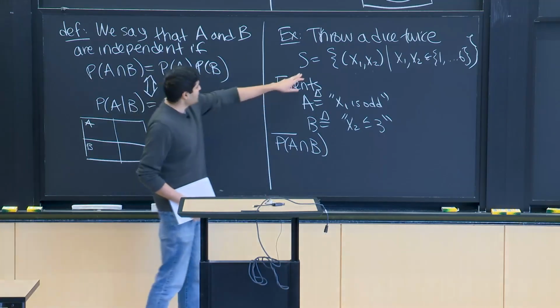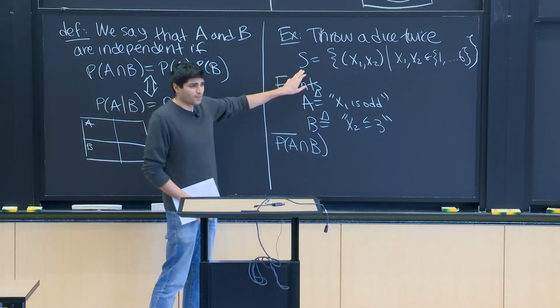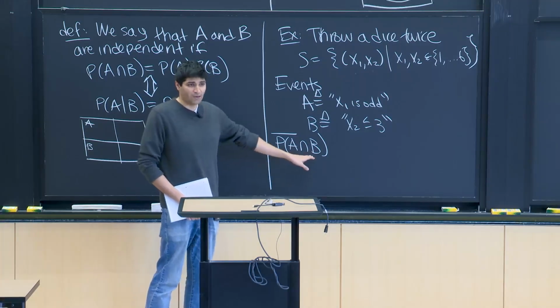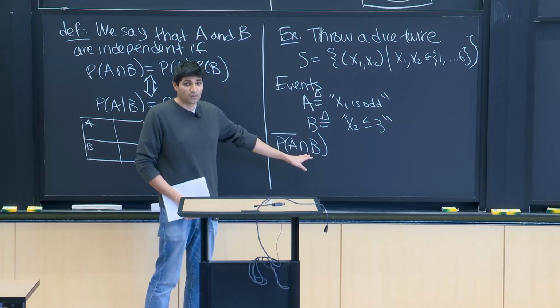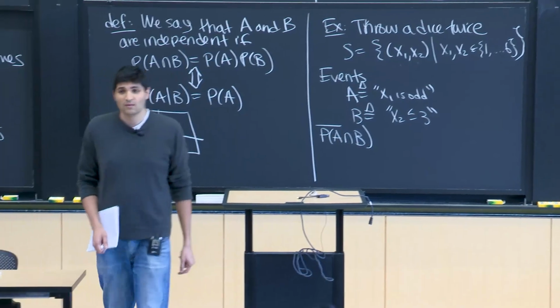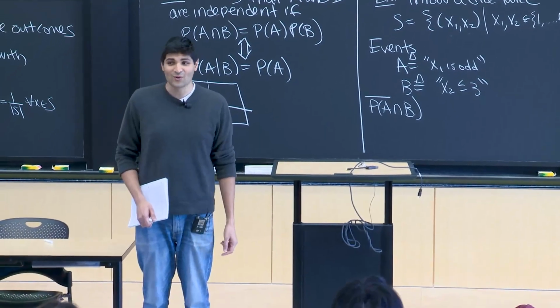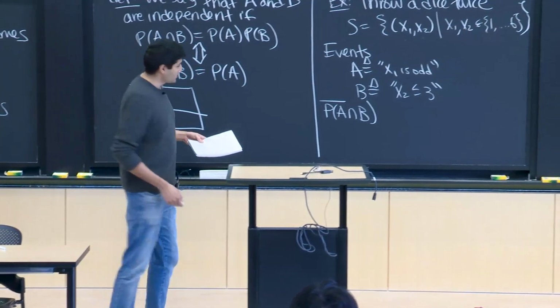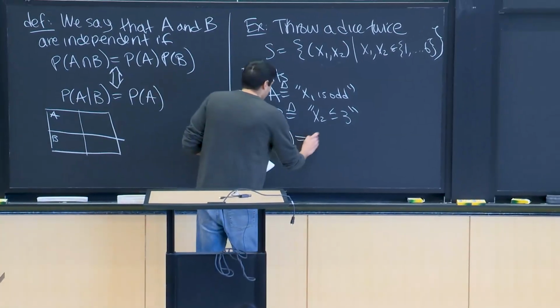So in our sample space, there are 36 possibilities. How many possibilities meet the condition that both event A and event B hold? Not a hard question. Yeah? A quarter of them, yeah. So let me just say 9 out of 36.